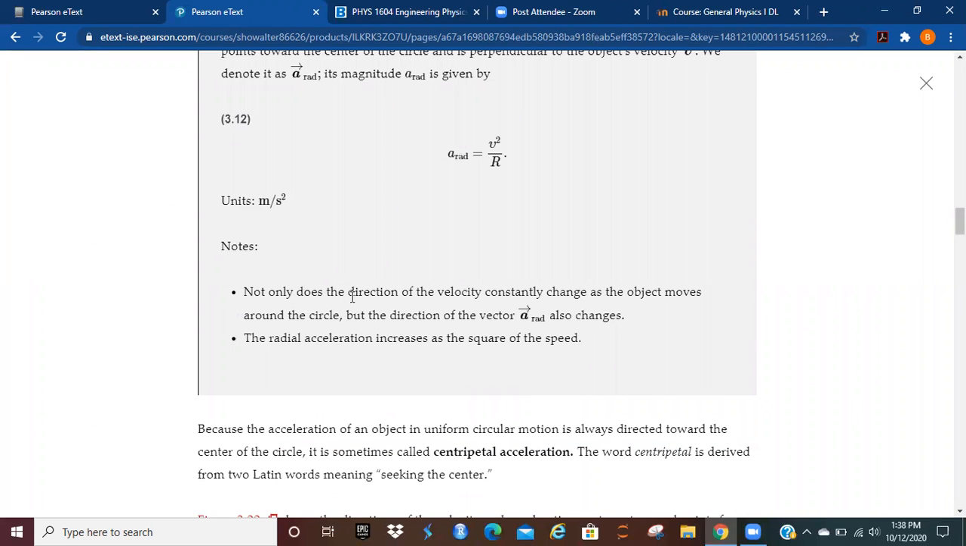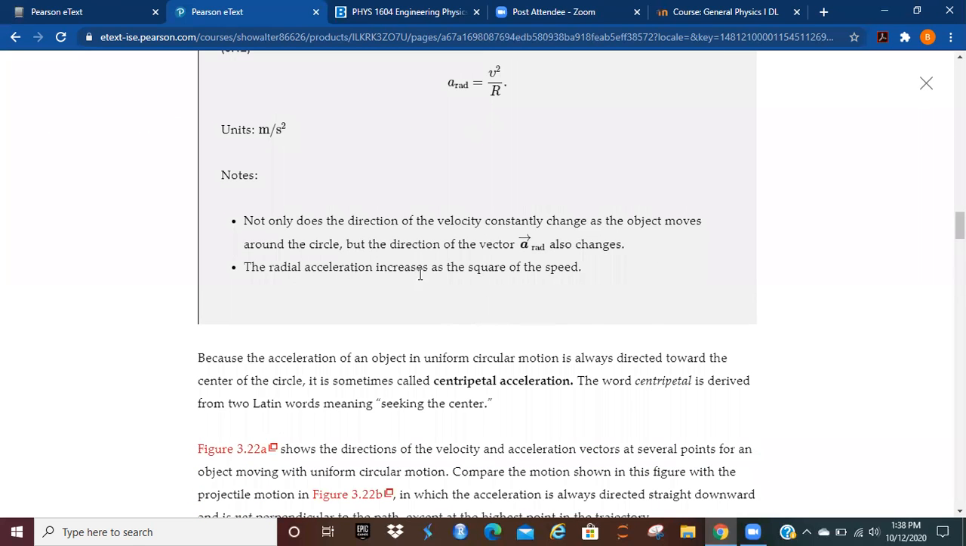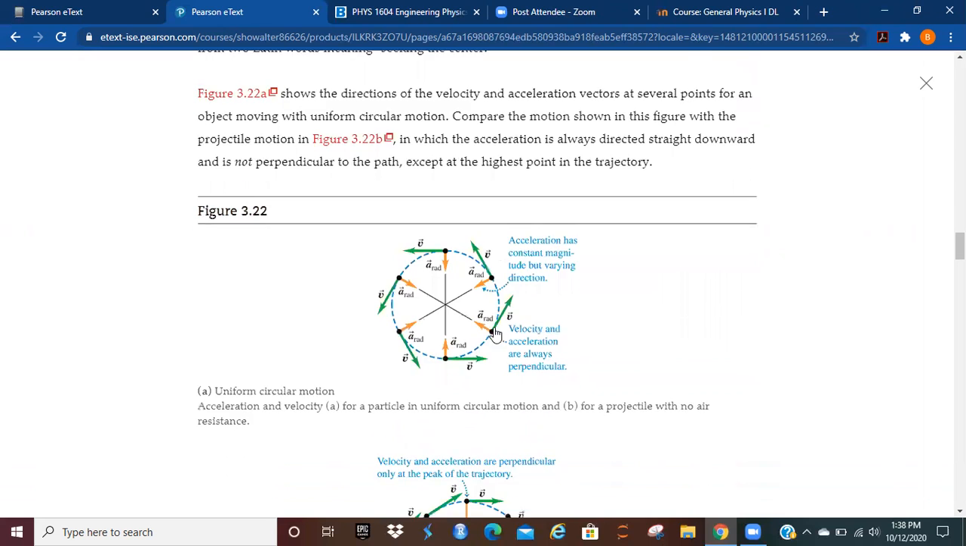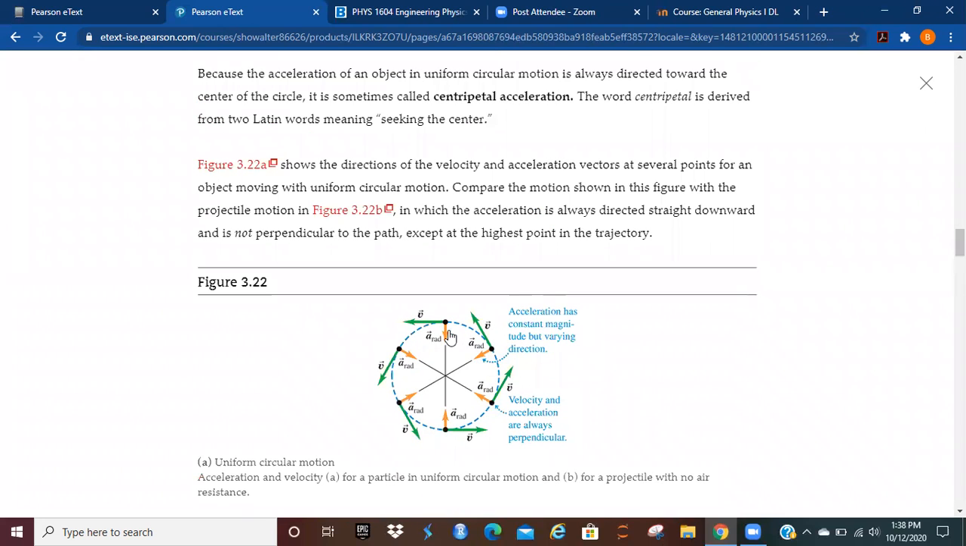So not only does the magnitude of the velocity matter, but the direction of the velocity vector also constantly changes as the object moves around. That's why it goes around in a circle like it does. The radial acceleration also increases as the square of the speed, which is what we've just derived. Because the acceleration of an object in uniform circular motion is always directed towards the center of the circle, it's sometimes called centripetal acceleration. Centripetal, of course, means center-seeking. You can see the directions of the acceleration vector and the velocity vectors.